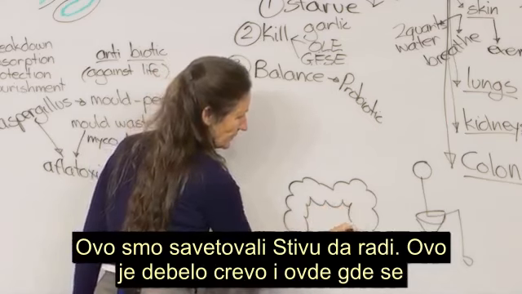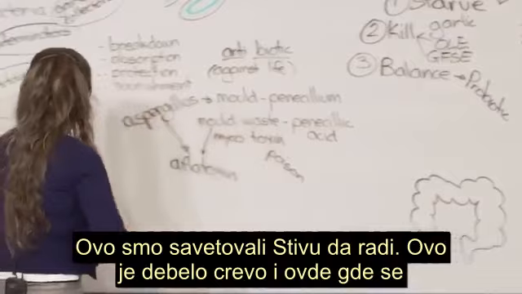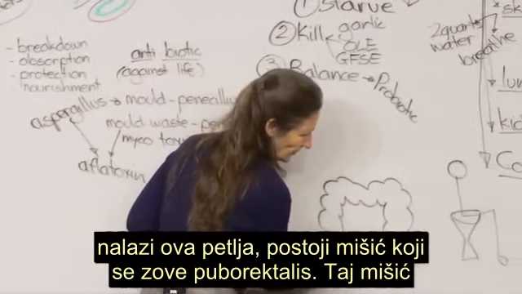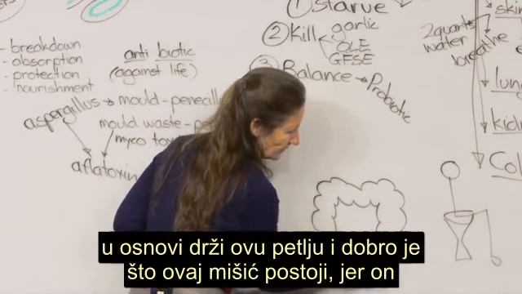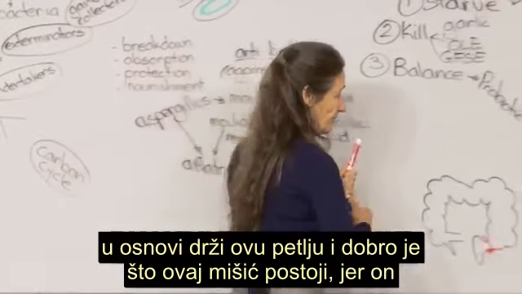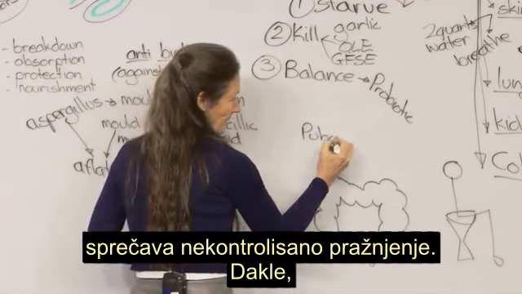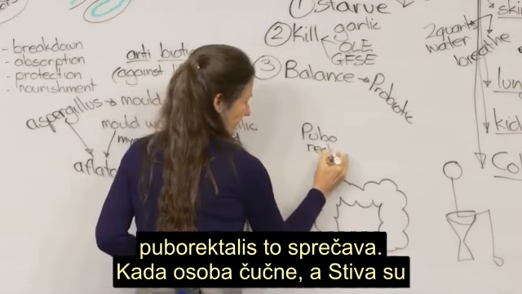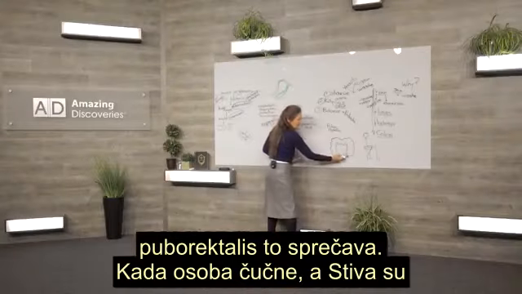And this is something that was encouraged for Steve. This is the colon. And just where that loop is, there's a muscle. And this muscle is called puborectalis. So this muscle basically holds up this loop. And we're very glad to have puborectalis because puborectalis prevents incontinence. So puborectalis holds it up like this.